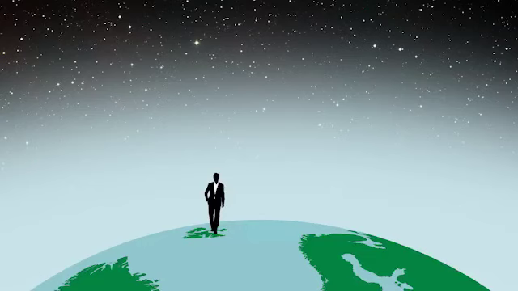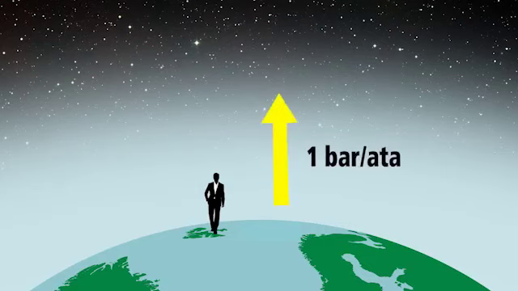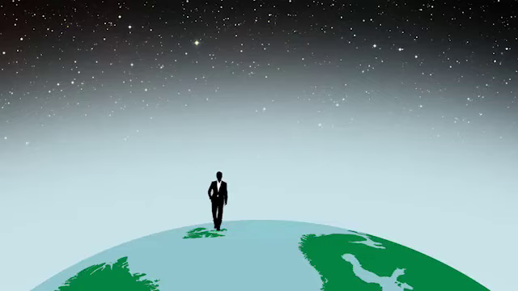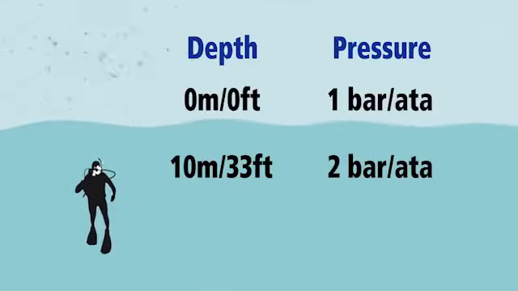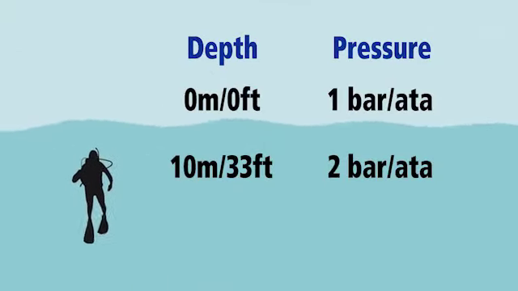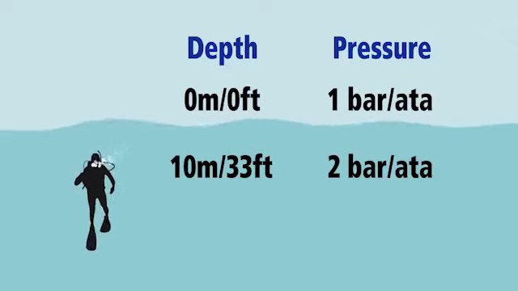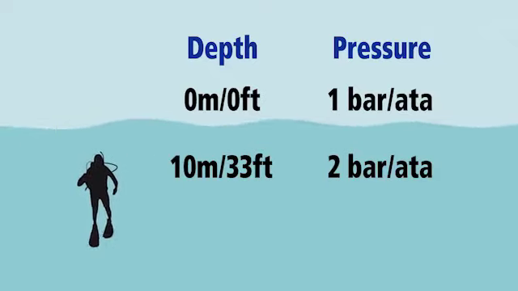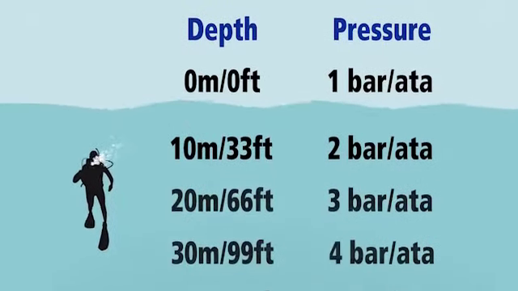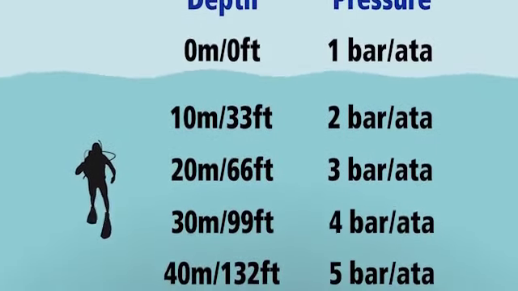Right now, you're surrounded by pressure. It's the weight of the atmosphere of air. We call this 1 bar or atmosphere. When you go underwater, the water adds to this pressure. 10 meters, 33 feet of water adds the same pressure as the 1 atmosphere of air. So, the pressure increases 1 bar or atmosphere for every 10 meters or 33 feet you descend.